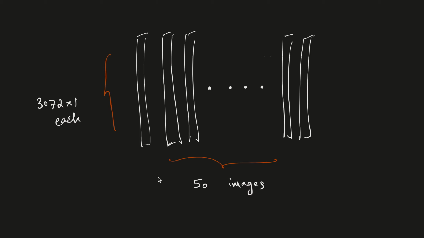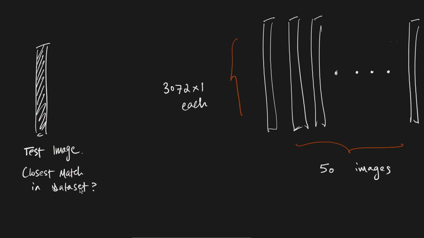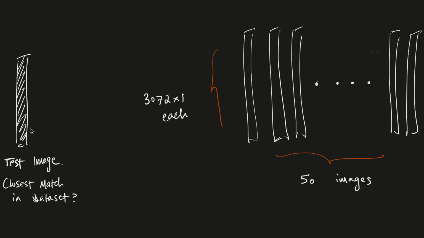We could always have these images stacked vertically, or we could take a transpose and have them stacked horizontally. So we could manipulate our dataset to our liking and to our application. The problem at hand is that we want to have a test image. We want to have any image. We could download an image from the internet, but whatever image that is, we are going to refer to it as a test image. We want to find the closest match of the test image in our dataset. So what image in our dataset is the closest, the most similar to the test image?